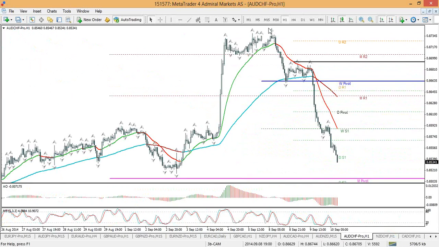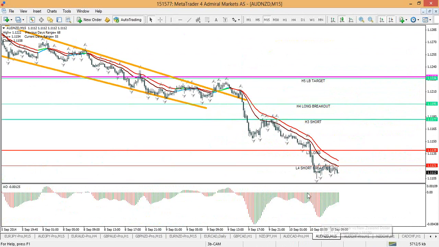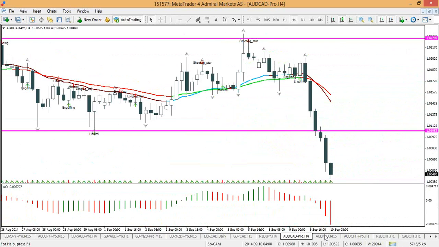The Aussie is, by the way, not only losing ground against the dollar and the pound and euro, but it's really losing ground against almost everything, against New Zealand, against the Swissy, against the CAD. So it's really across the board at the moment.